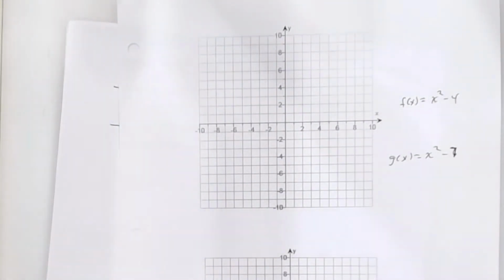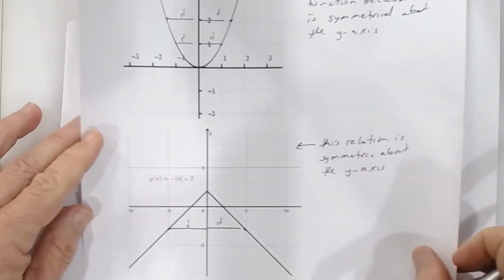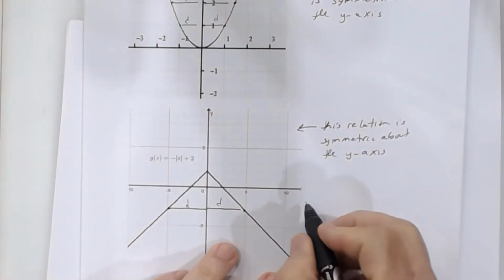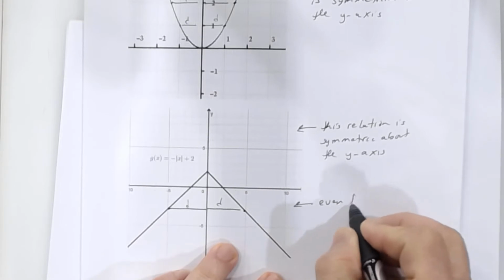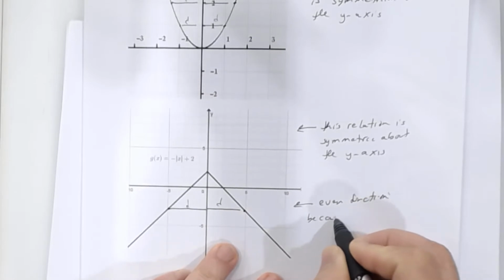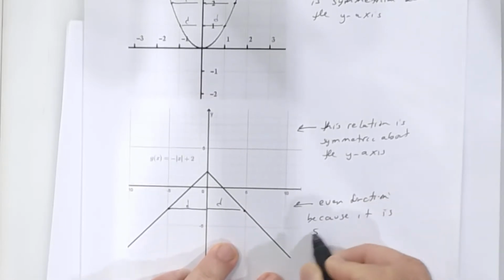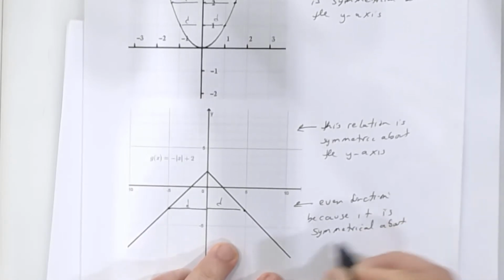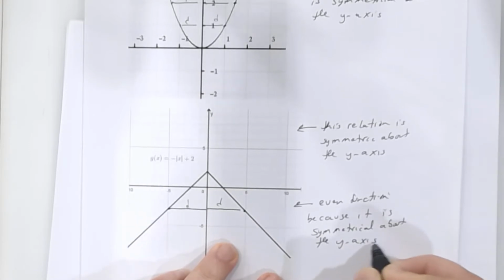Now, let's talk about the second one here. Is this function even, odd, or neither? It's even, because it's symmetrical about the y-axis. All right, because it's symmetrical about the y-axis.